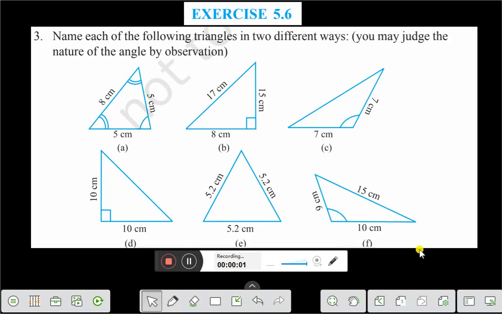Hello everyone. Today we shall discuss exercise 5.6 question number 3. Name each of the following triangles in two different ways. You may judge the nature of the angle by observation.